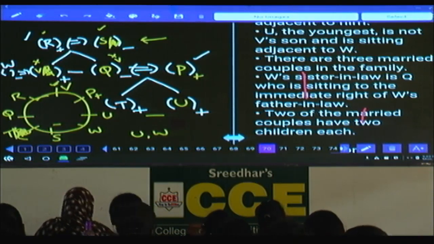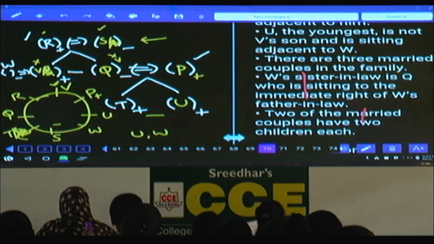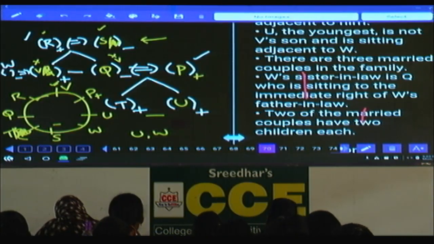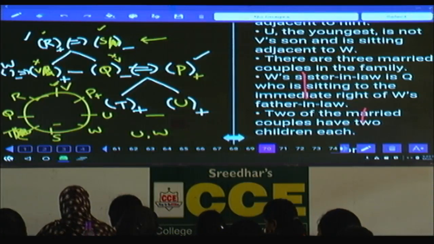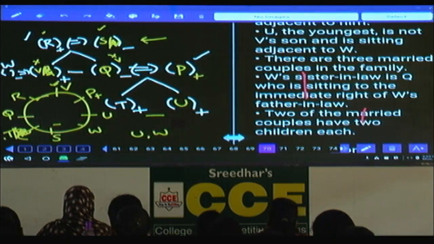W is the wife of T's maternal uncle, T's mother's brother, and is sitting 3 places from V. W is 3 places away from V, isn't it? The word away doesn't have any significance at all. Then one of P's sons is opposite to him, and the other person is adjacent to him. One of P's sons, T, is opposite, and the other person, U, is the other son.